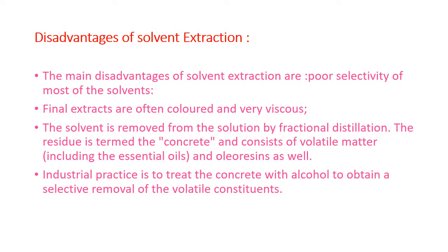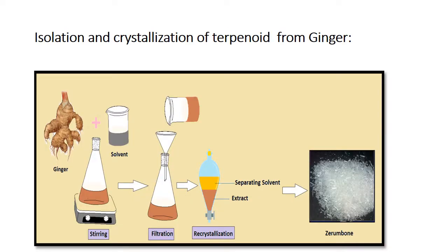Now the next step is, from that essential oil you have to isolate the terpenoid in the pure form. This is one example I have given, that is extraction of oil from the natural product, that is ginger.